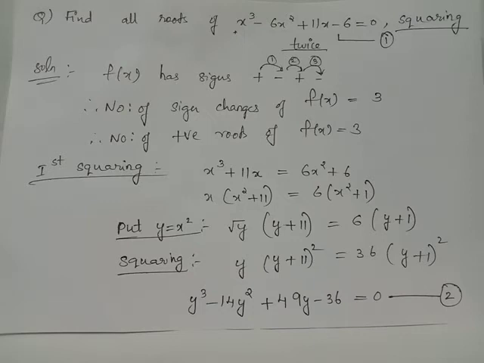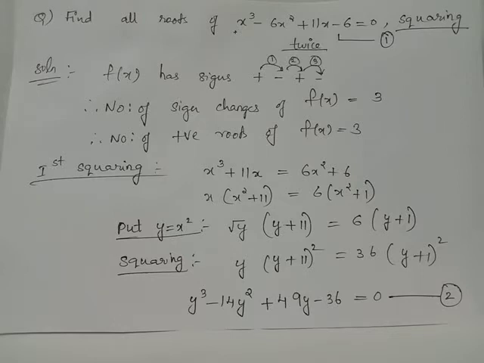Find all the roots of x cube minus 6x square plus 11x minus 6 equals 0 using Graeffe's root squaring method, performing the squaring only 2 times. Let us call this given equation as equation 1, whose roots we wish to find out using Graeffe's root squaring method. Let us consider f of x equals x cube minus 6x square plus 11x minus 6.